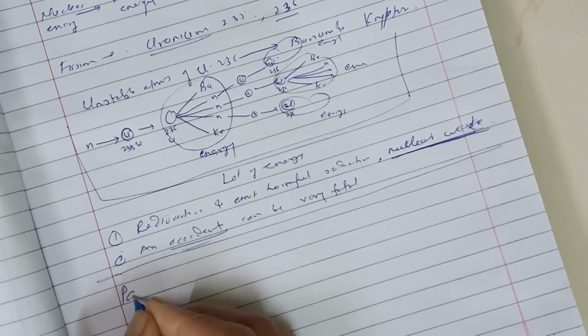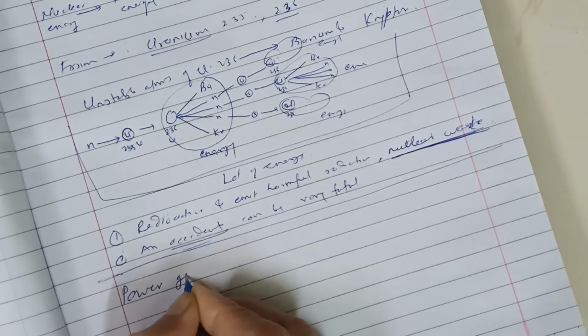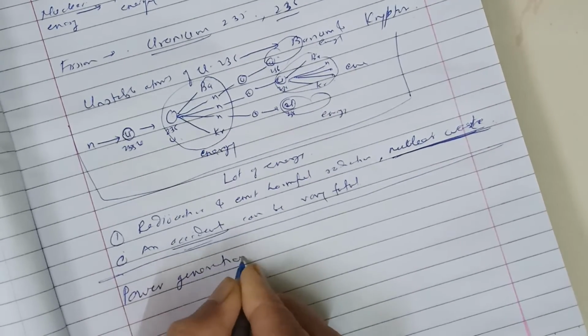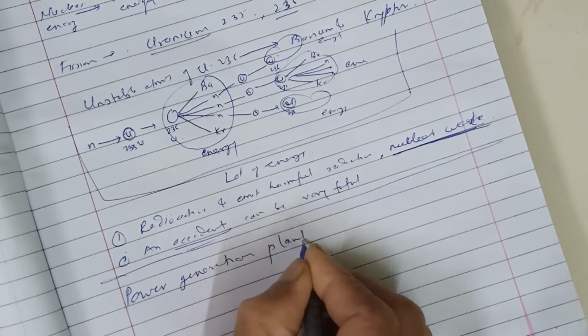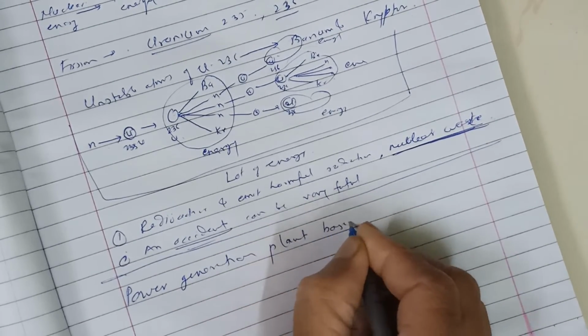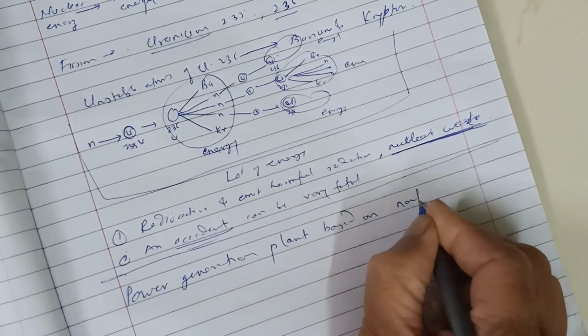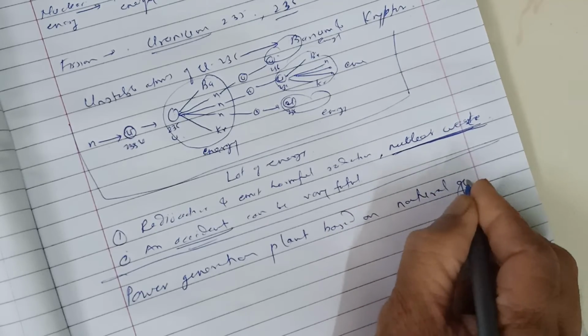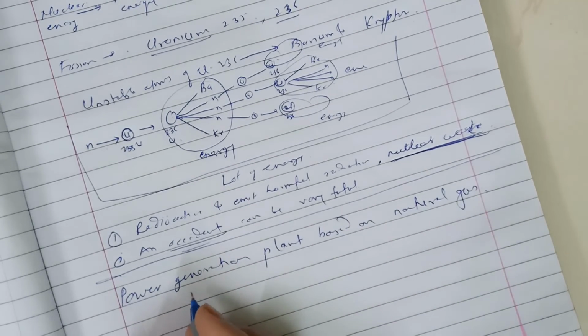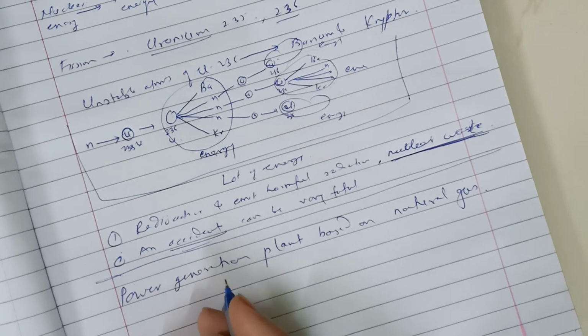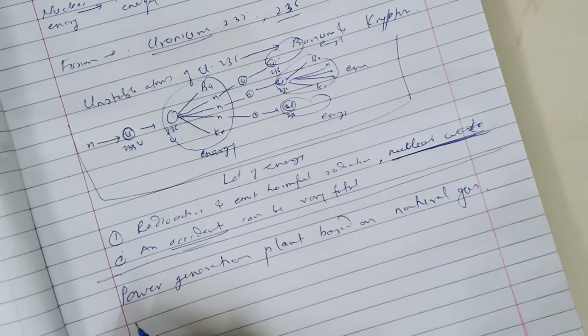Then the next one is the power generation plant based on natural gas. Here the turbine is run by using the very high temperature and pressure generated by combustion of natural gas. That means first, a compressor is used for pressurized air.